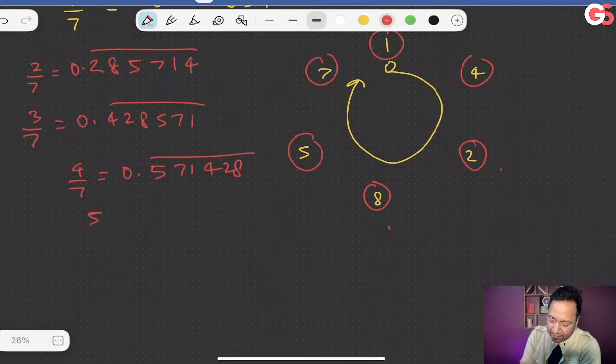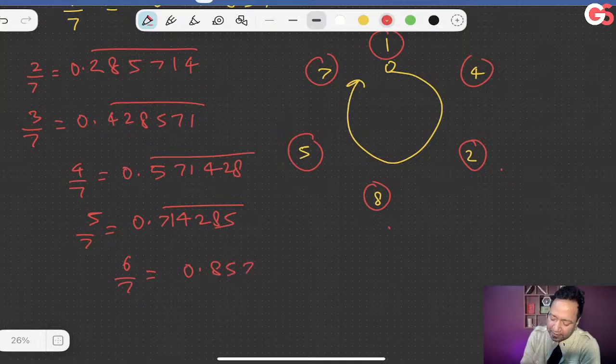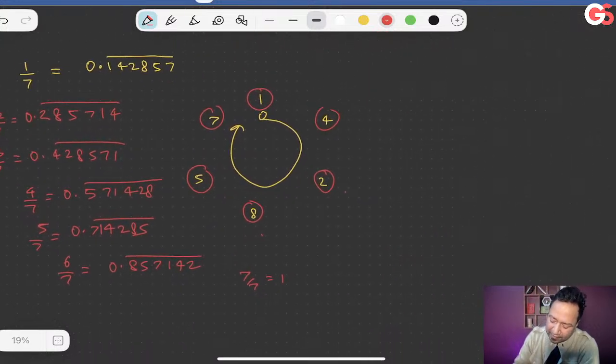5 by 7, 7 sevens are 49, and then everything remains the same. 6 by 7, 0.8, then everything remains the same. Wow, such a nice thing. 7 by 7 will be 1. No prize for guessing that one. But having said that, 7 by 7 is 1.